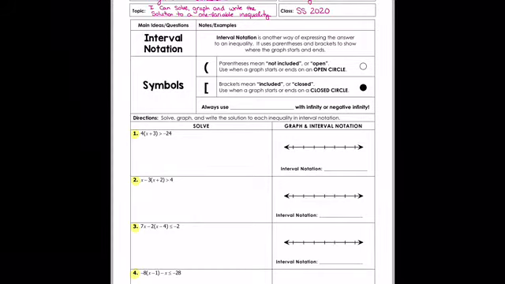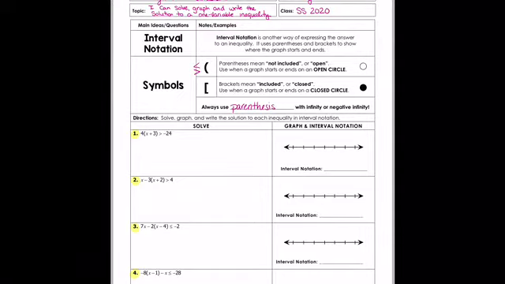Interval notation is one way of expressing an answer to an inequality. It's going to use parentheses and brackets to show where your number line is going to start and stop. The parentheses means that it's not included. This would be where you would have an open circle, and you're going to see and use parentheses when we're talking about less than or greater than, or whenever we're talking about infinity or negative infinity. So whenever your graph is going to either positive or negative infinity, we're going to use a parenthesis to talk about that.